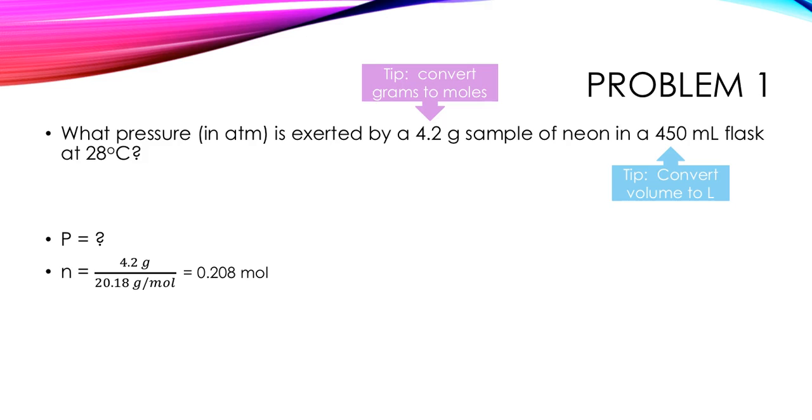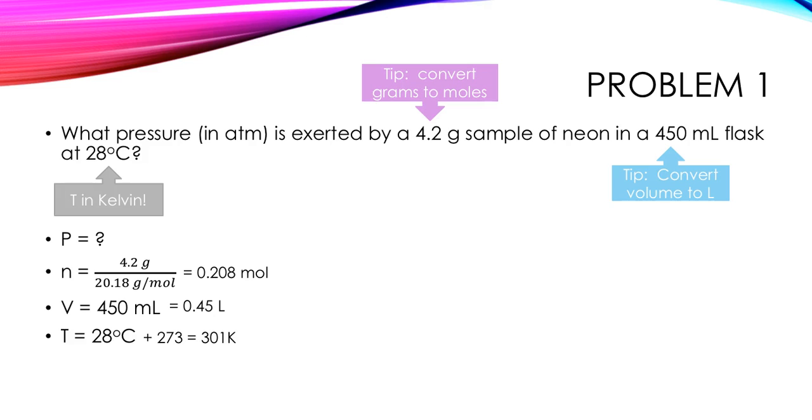The next thing that we see as we read through the problem is that the volume of the flask was given to me in milliliters. So I need to convert that to liters in order to go through the problem. So the volume, we don't want to work with it in milliliters. We'll convert that to 0.45 liters. We do also have to make sure our temperature is in Kelvin. So we have to do that conversion as well. So 301 Kelvin.